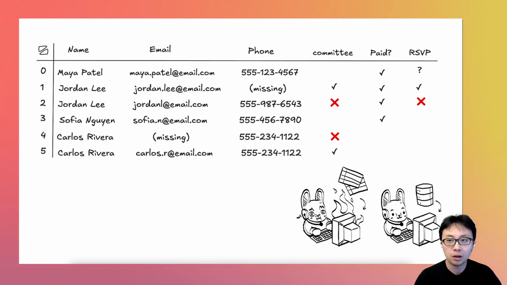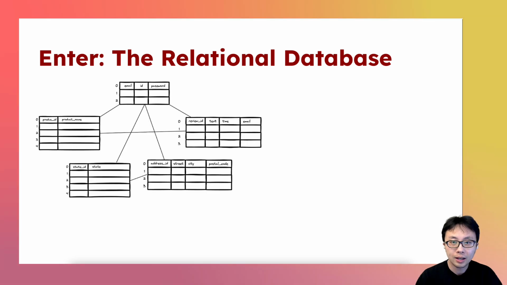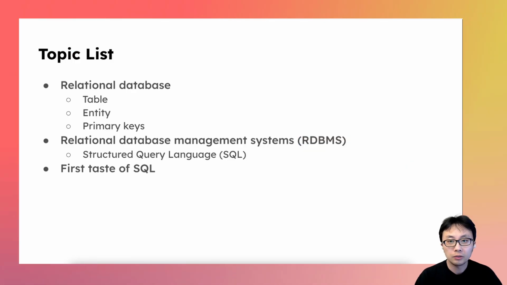You need a better way to organize, connect, and protect your data. This is where databases come in. But what exactly is a database? Why do we need to organize data into tables? And what makes something a primary key? Why do all modern apps, from social media to your banks, rely on something called RDBMS? In this video, we'll unpack the building blocks that make it all work.